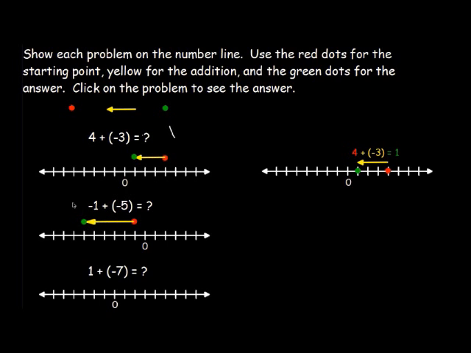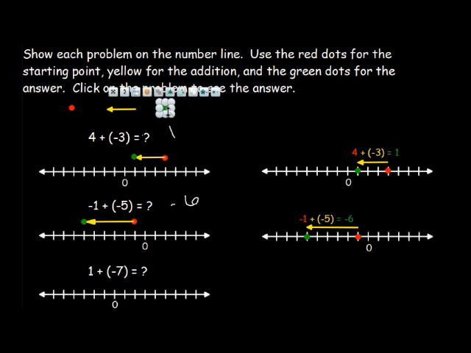So now we're going to count. 1, 2, 3, 4, 5, 6. We're ending at -6, so that's what I'm going to say my answer is. -6. Alright, and our last one right here. We have +1 plus a -7.